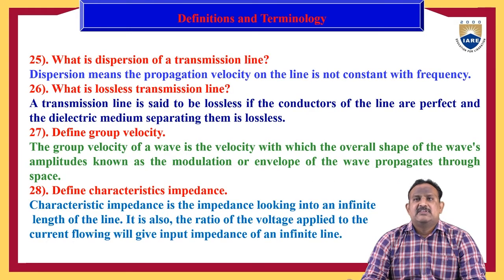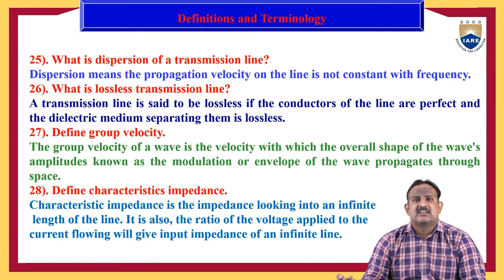So what is the dissipation of a transmission line? So here, what is the dispersion? What is the dispersion of a transmission line? Here the dispersion means the propagation velocity on the line is not constant with frequency. So if the propagation velocity is not constant with respect to the frequency, then we can call it dispersion. Because of dispersion, the signal may be received at different time intervals or different frequency intervals.